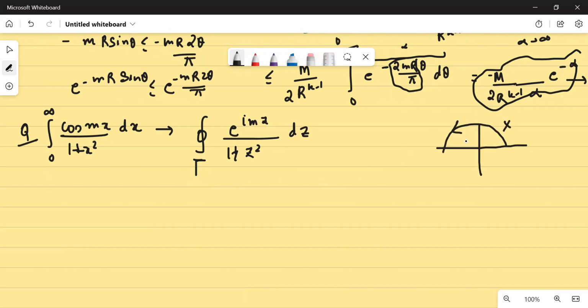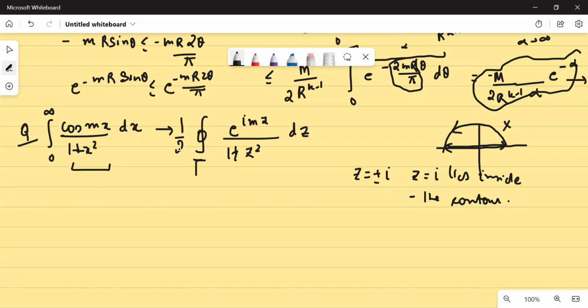So I'm not interested in that part. I'm only interested in this part, and eventually I'm finding this integration. Is that clear? And you can also see that z equals plus or minus iota. Only z equal to iota lies inside the contour. Is that clear? With a factor of 1 by 2 also, sir, because the limits are 0 to infinity. Again, sorry, my mistake. Again, a factor of 1 over 2 will also be there.